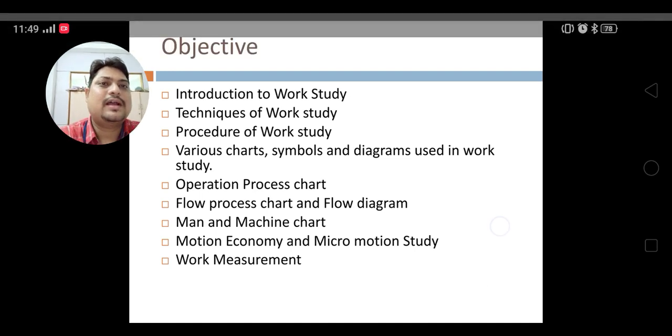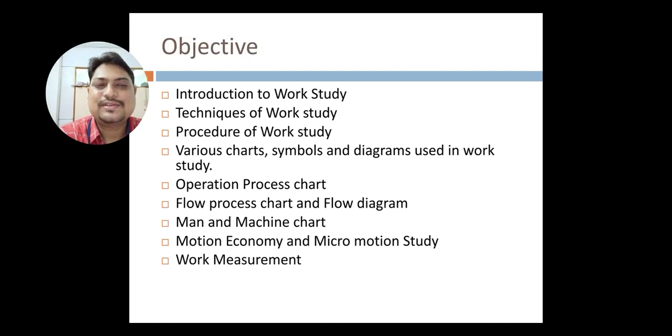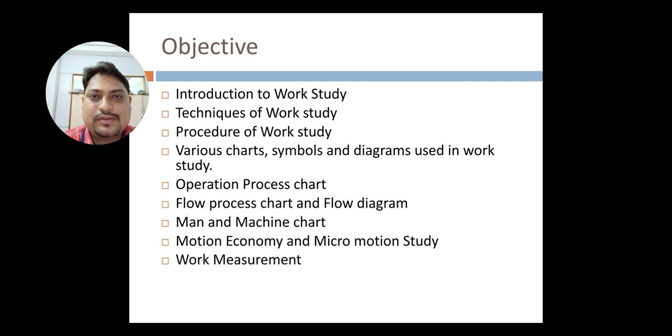So first of all, I would like to give you my objectives, that is introduction to work study, techniques of work study, the procedures used for doing the work study, then various charts, symbols and diagrams used in work study, flow process chart, operation process chart, man and machine chart, motion economy and micro motion economy, then work measurement. See, all these are the objectives that we are going to learn today.